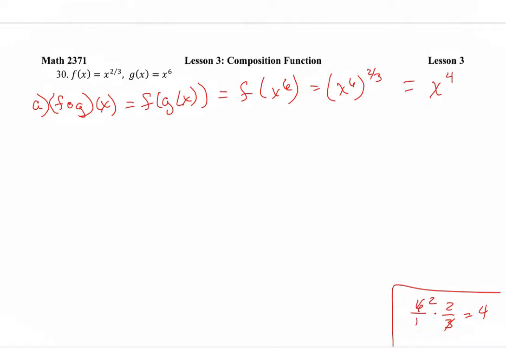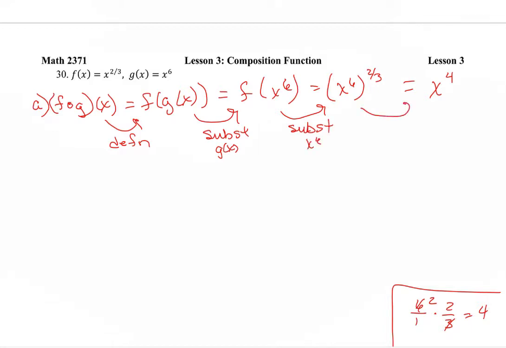All right? So from here to here is definition. From here to here is substitution. From here to here is substitution. And from here to here, I simplify. All right, so now let's look at part B.